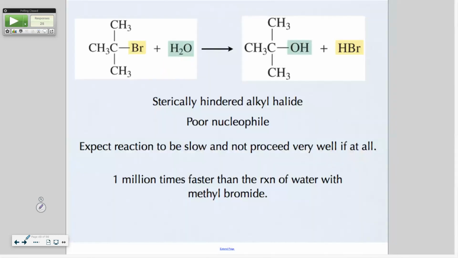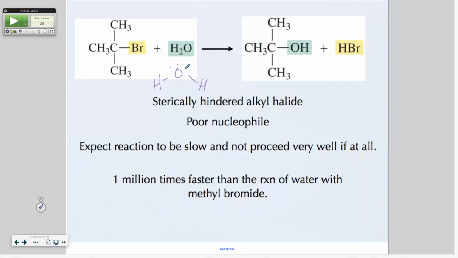Okay, so here is t-butyl bromide and water. We have a sterically hindered alkyl halide and not a very good nucleophile. It still is a nucleophile because remember that water, the oxygen has 2 lone pairs on it, so it can function as a nucleophile, but it's not as strong a nucleophile as OH minus.